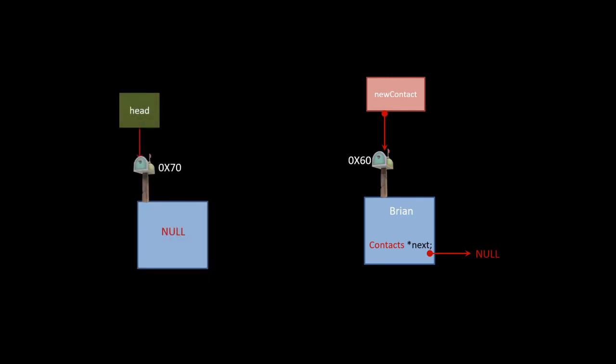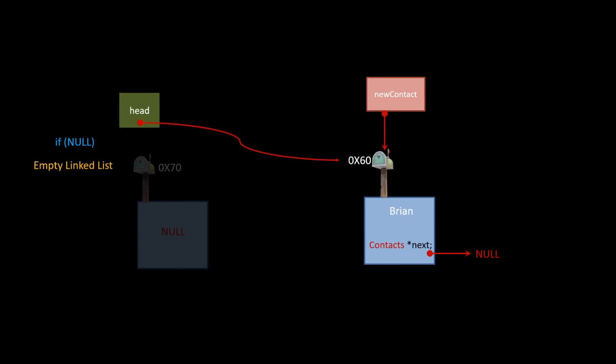That's just our normal node, and the new contact is going to point to the address of the first node, Brian. So we've got a scenario where if null, it means that our head is not pointing to anything. It means we have an empty linked list if our head is pointing to null, and in this case it's pointing to null. But let's say we do want to add this contact. The simple thing that we need to do is move our pointer from the head over to the address of the node where Brian is.